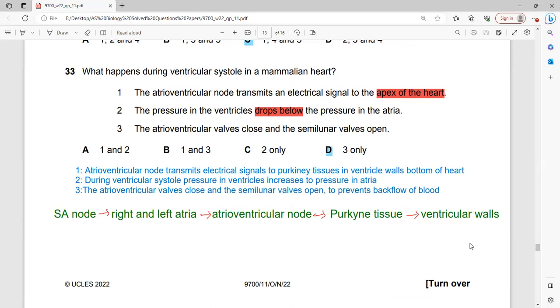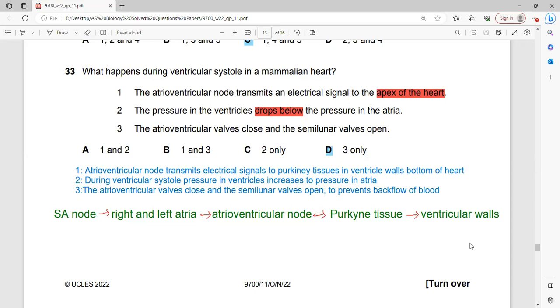Then the atrioventricular node gives an electric supply through the Purkyne tissue to the bottom of the heart, and the bottom of the heart is the ventricle wall. These ventricle walls contract and transfer the blood from inside to outside. When the ventricle contracts, the pressure in the ventricle becomes greater than in the atrium. The semilunar valves open and the atrioventricular valves close to transfer the blood from the ventricle to the outside. So that's the concept.